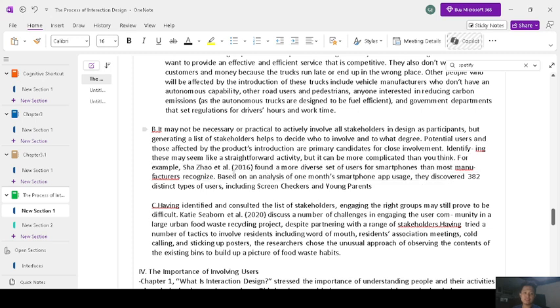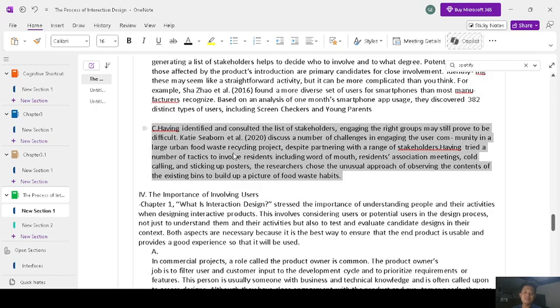For example, Shazao, in 2016, found a more diverse set of users for smartphones than most manufacturers recognize. Based on an analysis of one month of smartphone app usage, they discovered 382 distinct types of users, including screen checkers and young parents. So there was a surprise with the indirect relationship of smartphones. There are actually 382 distinct types of users, including screen checkers and young parents.